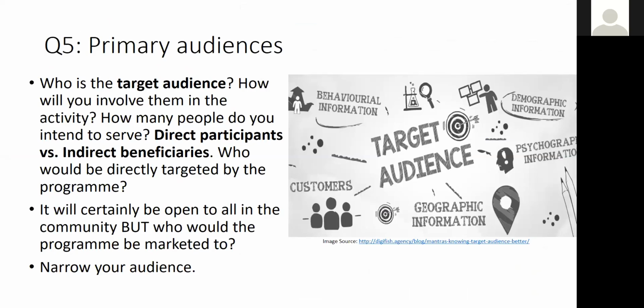Primary audience. Who is the target audience, and how will you involve them in the activity? How many people do you intend to serve? You're talking about direct participants, people who are directly impacted, and you're also talking about indirect beneficiaries. So who are those indirectly going to be receiving the benefit from this project? When I talk about direct participants, it's, for instance, the musicians in the community band, the kids doing the summer cleanup in the park. These are all direct. When I say indirect, the music lovers, the people who use the park, these are indirect. They're not part of the project, but indirectly they're going to benefit. So it's good for you to put down those who are going to be direct beneficiaries and indirect beneficiaries here.